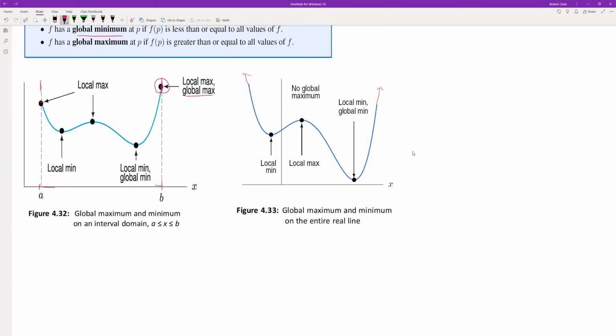But in the case of 4.33, where we are looking at the entire real line, there's really no way we can determine what the global max is, because the line just goes up and never stops. So if we can stop the graph at some point, then we can definitely find a global max or a global minimum. You can see that here is the global minimum because it's the lowest point of the graph. All right, and let's learn how to do that.